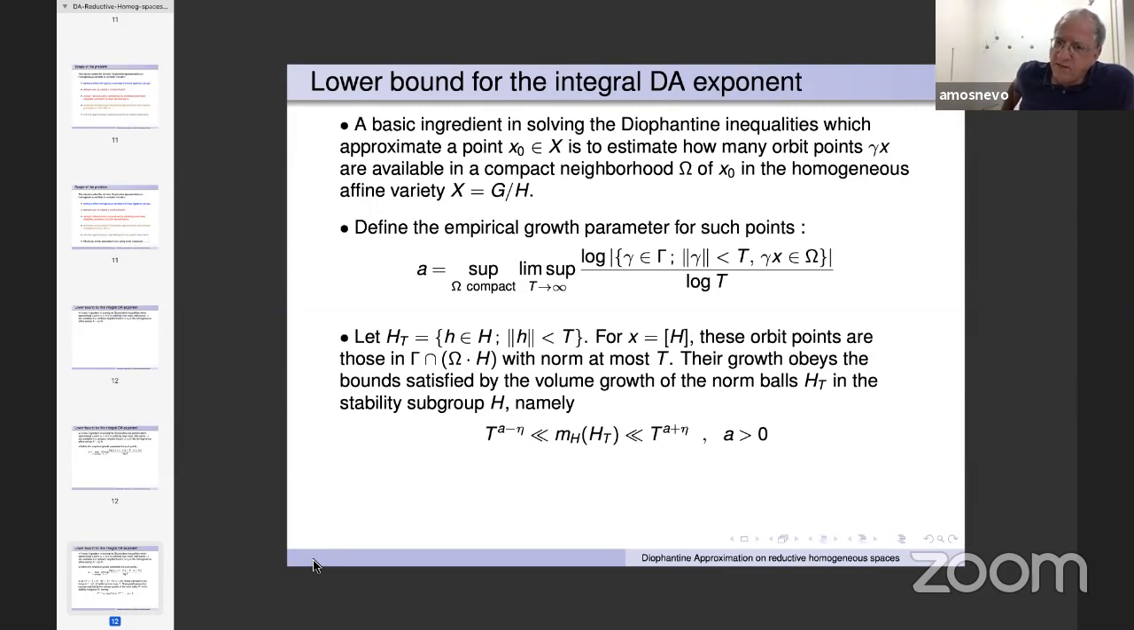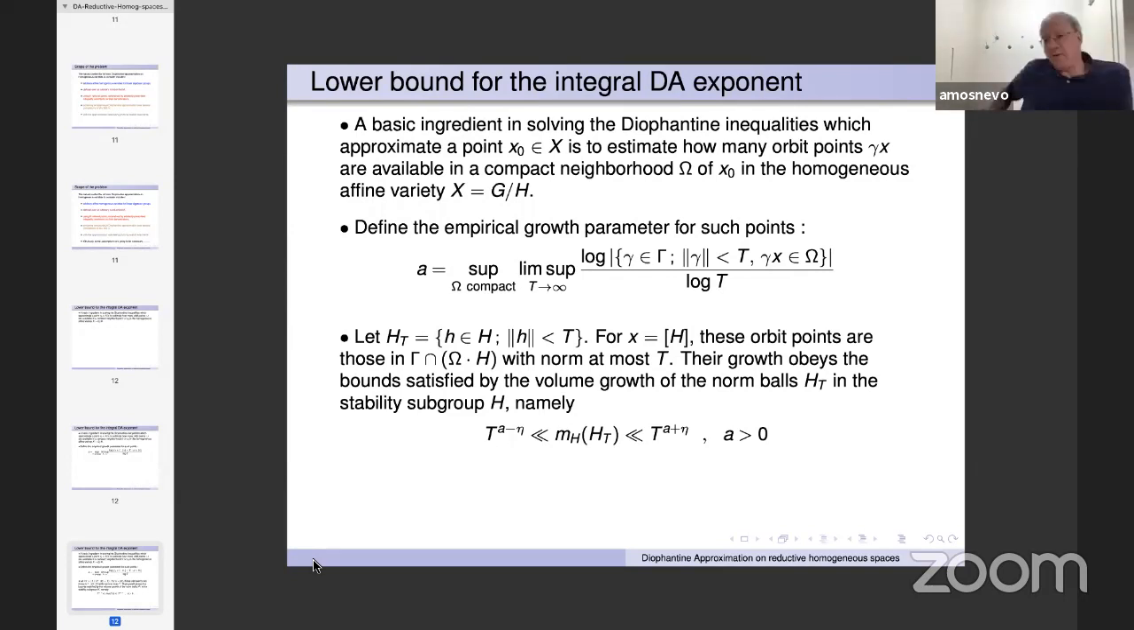So the point is that the orbit points that I'm looking at lie in a neighborhood of H, in the set omega times H, where omega is some compact neighborhood. And so they really, so to speak, only grow in the H direction. This collection of lattice points is only allowed to grow in the H direction, so their number is in fact comparable to the volume of balls in H.